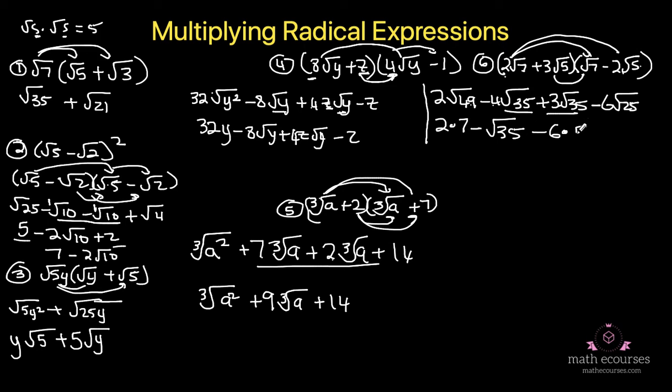Square root of 25 is 5. Okay, 2 times 7 is 14 minus square root of 35 minus 6 times 5 is 30. Your final step is to look for those like terms again. So I see 14 minus 30. You can combine those here to get a negative 16 and then drop that down. So again, go step by step, one at a time. Multiply what's outside together, what's inside together. Then look for what you can simplify.